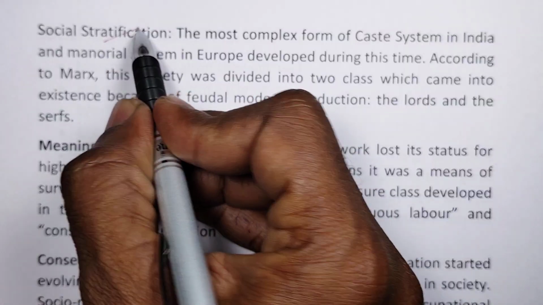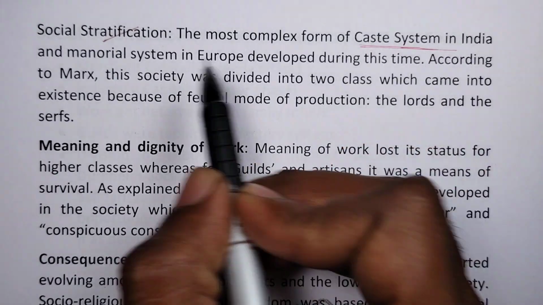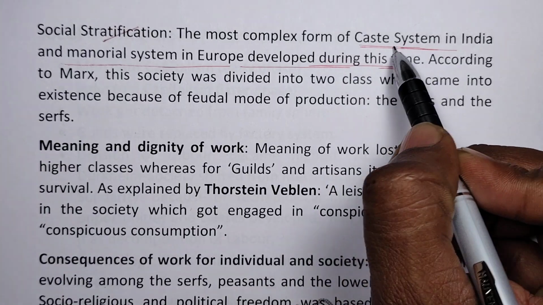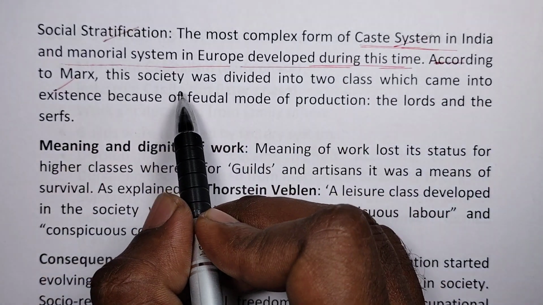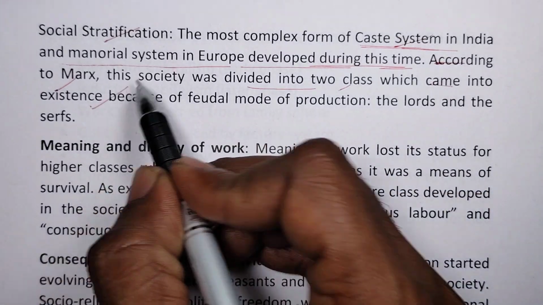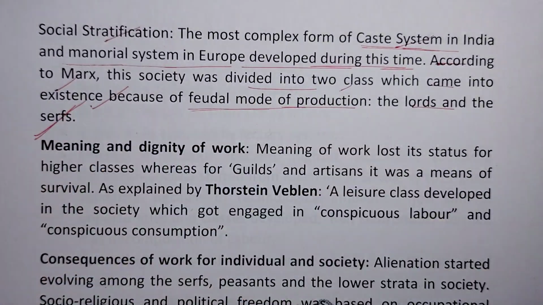Social stratification. The most complex form of caste system in India and manorial system in Europe developed during this time. According to Marx, this society was divided into two classes which came into existence because of the feudal mode of production, the lords and serfs.